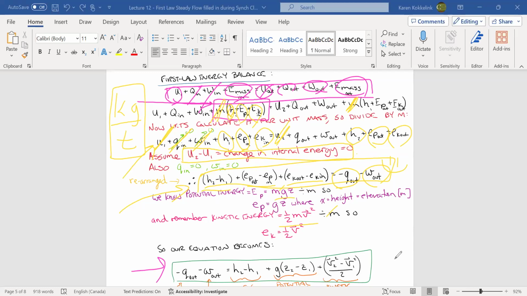So for a first law energy balance of a turbine, our equation ends up being heat energy out minus the work energy out is equal to the change in enthalpy, plus the change in gravitational potential, plus the change in kinetic energy that went through that turbine. That's how a turbine works. And you can derive that easily just from a first law energy balance.